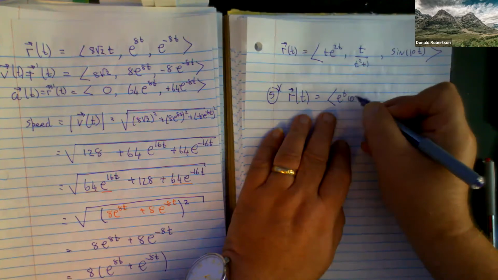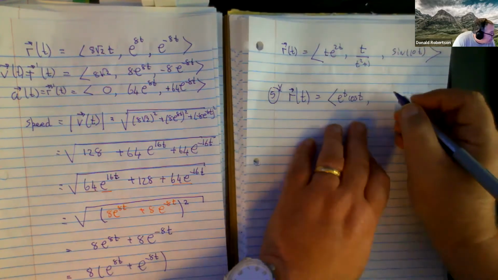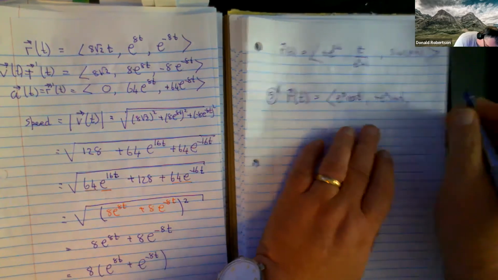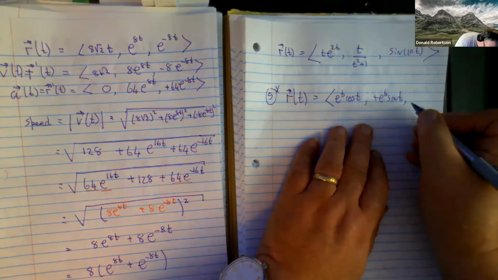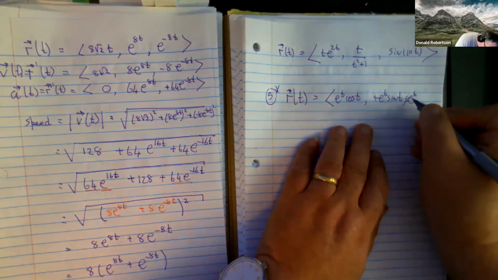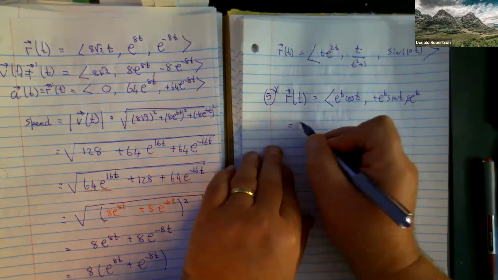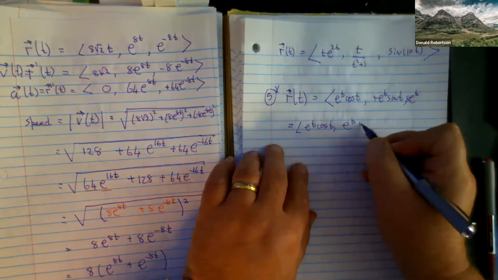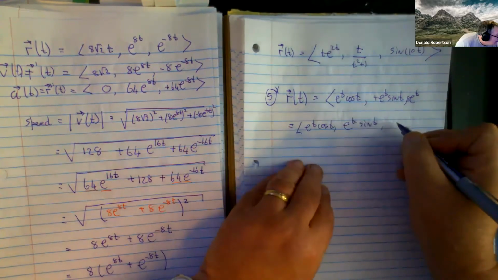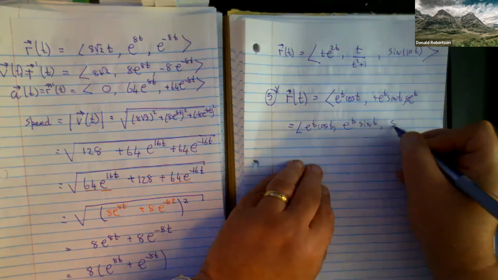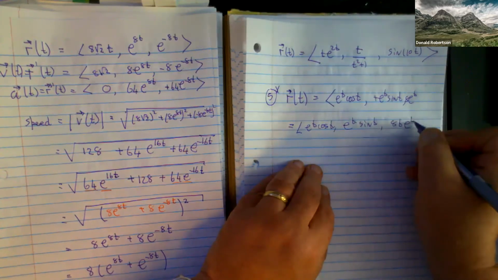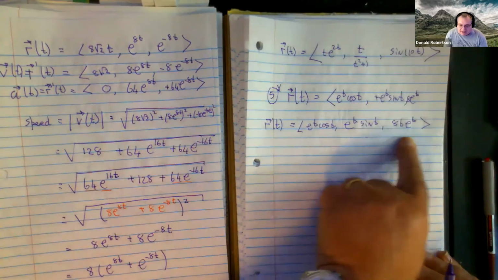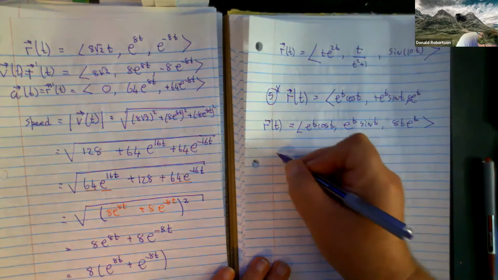You have e to the t cosine t, at least once you FOIL it out. And you've got e to the t sine t. And then you've got 8t e to the t. Let's try that again: e to the t cosine t, e to the t sine t, and 8t e to the t. Now that's what you're going to end up with. This is what it looks like in the homework.